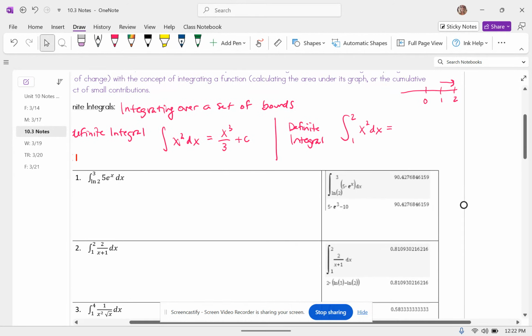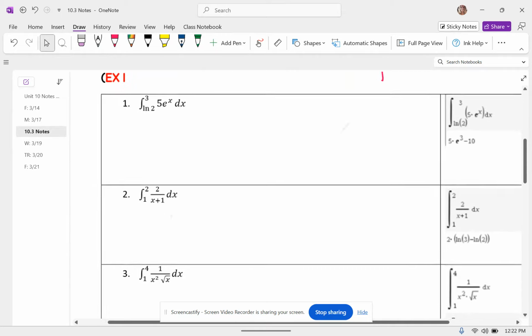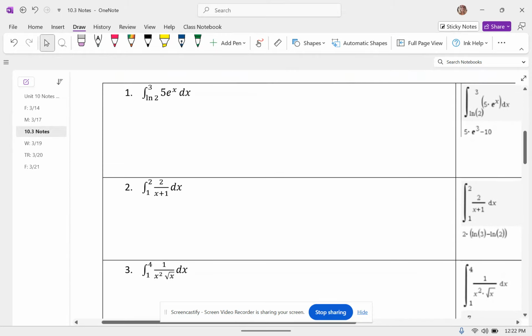So if we integrated this thing, right, we would end up getting a number, just a plain old number, with no c. We're going to talk about the implications of an answer like that. Okay. So let's look at example number 1.